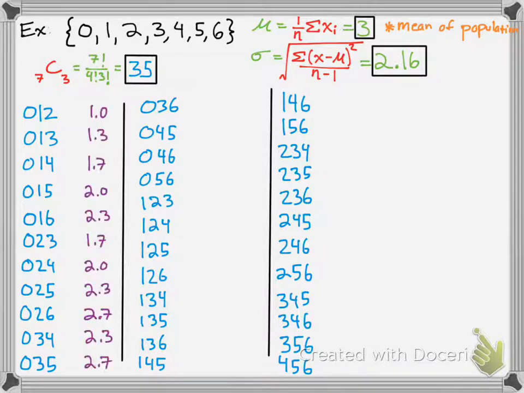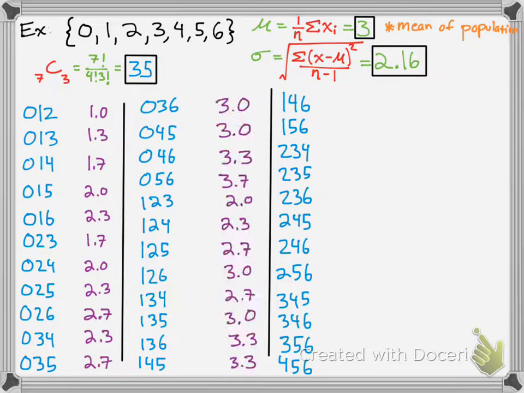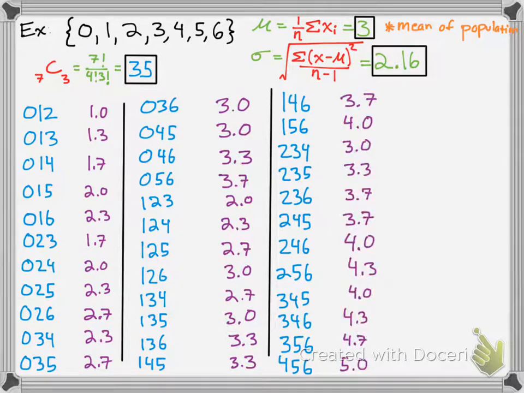I'll do that in purple. So we have 1, 1.3, 1.7, etc. That's just the average of those 3 values. Again, you add them all up and divide by 3 in each of the sets. Do that again for the second row and the third row. So now we have the individual means per sample gathered.